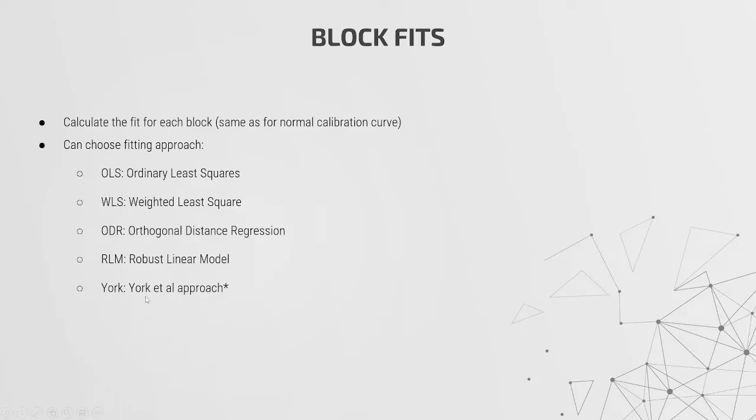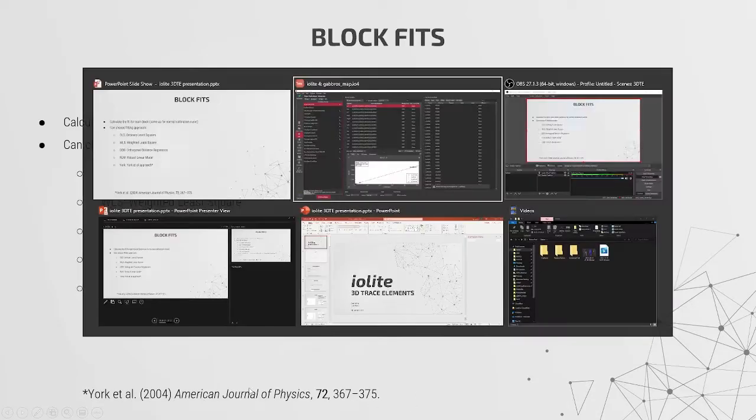For example, the robust linear model and the ODR might handle outliers better, or the ODR is really good if there's some uncertainty or noise in your concentration calculation, so it handles that better. And the final one is the York approach, which is supposed to be a great one for handling outliers as well. That one is less common, but it comes from this paper here.